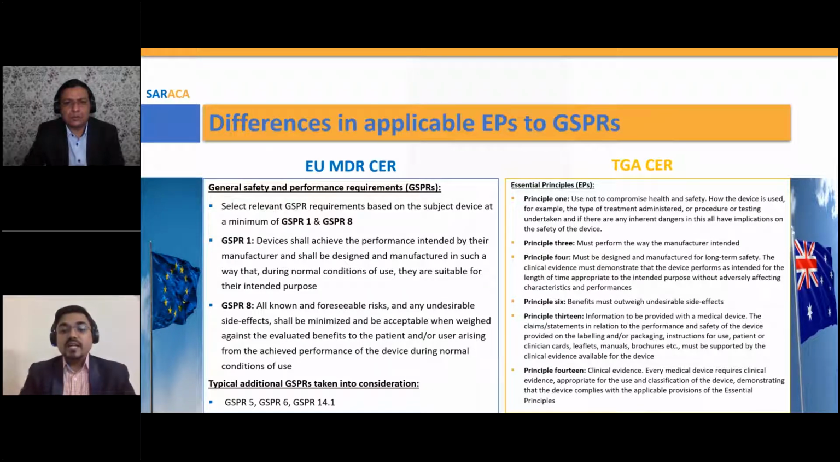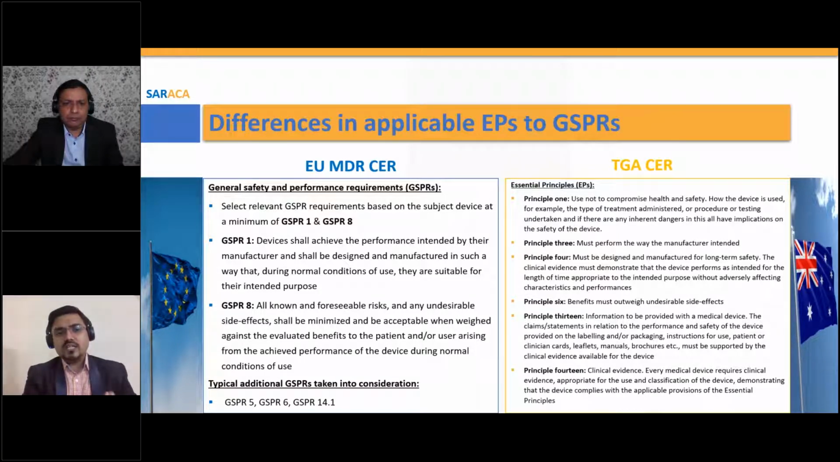Then principle 14 is like an overarching requirement. It tells you that you need to comply with all those above requirements, and then you can comply with the clinical evidence. It's the complete overarching requirement for all the above five requirements. Every medical device requires clinical evidence appropriate for the use and classification of the device, demonstrating that the device complies with the applicable provisions of the essential principles. It is only asking you to comply with the above five principles, so that the clinical evidence in principle 14 can be demonstrated and complied with.